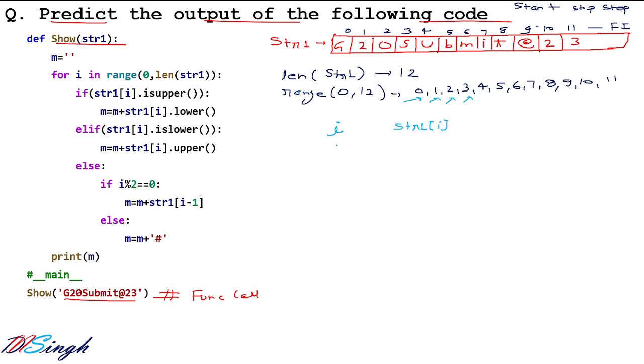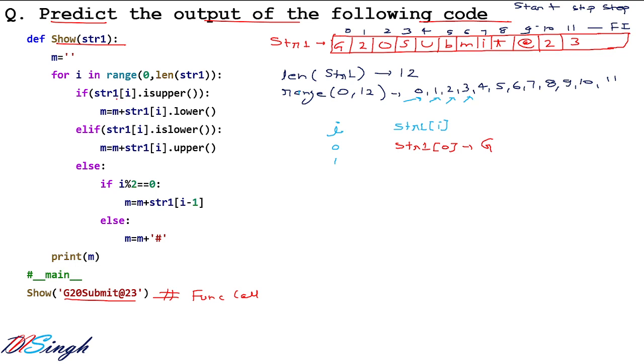In starting, what value will it take? 0, then 1, like that. In iteration 1 it will take 0, and in iteration 2 it will take the next value. Let me change the color of my pen again, and we will see str1 of what? 0. What is the value of str1 of 0? We have the capital G. Okay, so where does it match?